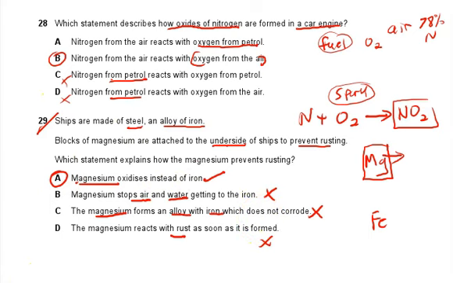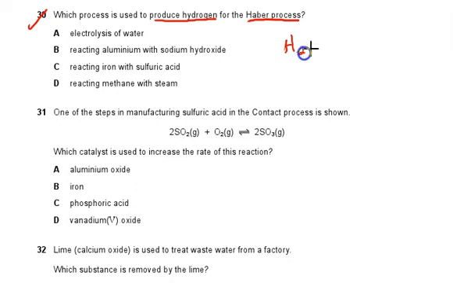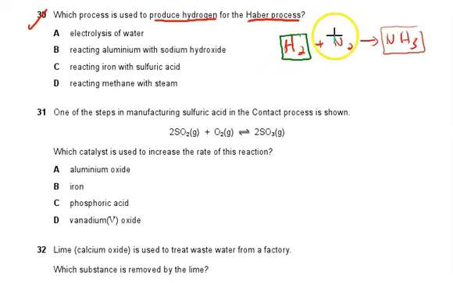Now let us go to question number 30. Which process is used to produce hydrogen for Haber process? Haber process is hydrogen plus nitrogen gas to produce ammonia gas. So the question is, how do they produce this as a raw material for this process?